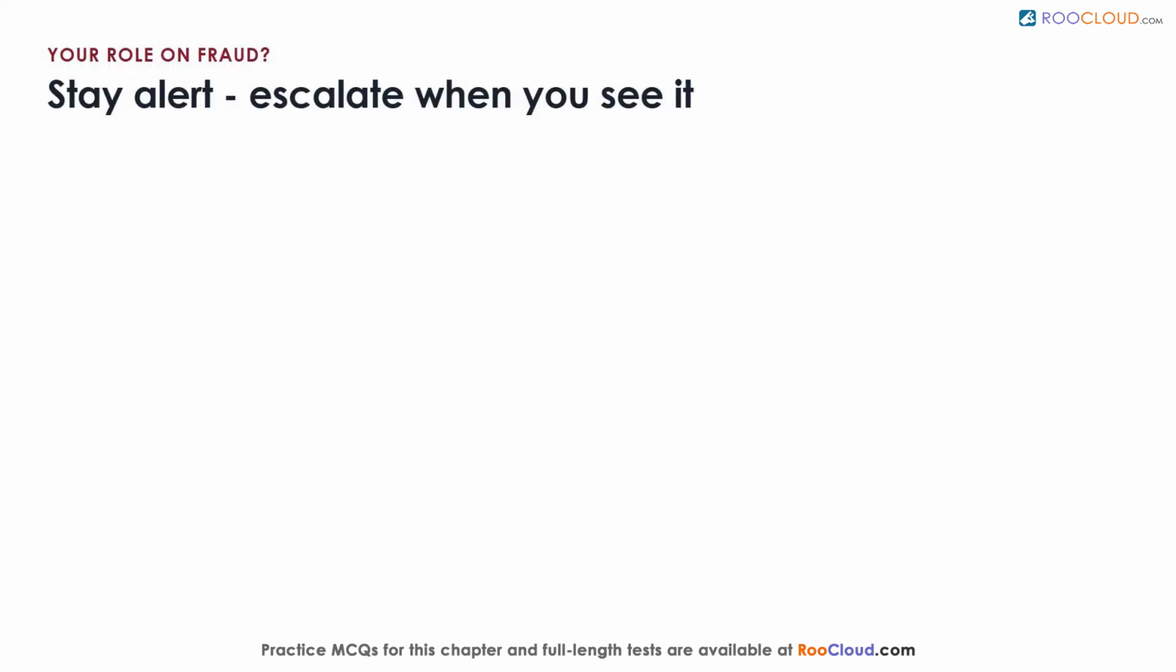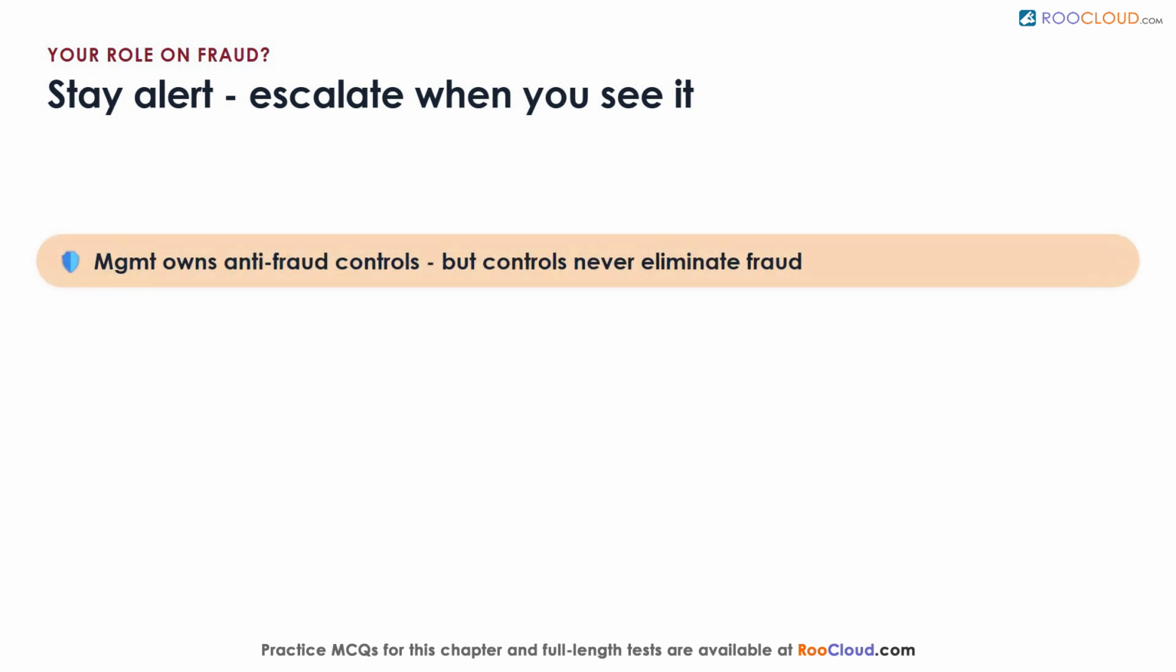What is your role around fraud? First, know who owns it. Management is responsible for controls that deter and detect fraud, but controls never eliminate fraud completely. They can fail through exploited weaknesses or collusion.